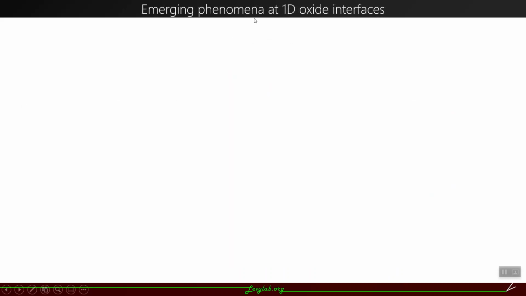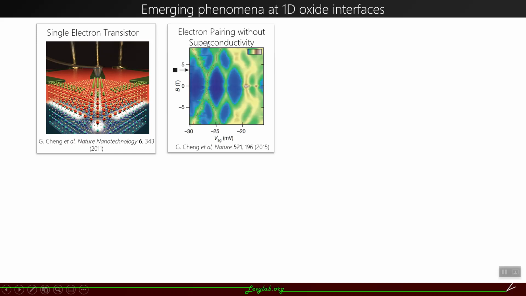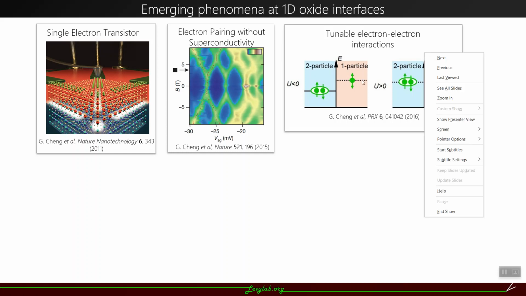With conductive AFM lithography, we're able to create 1D nanostructures. A lot of interesting phenomena have been shown in these 1D nanostructures. We can fabricate wire-based single electron transistors. In these single electron transistor devices, a new electronic phase has been discovered where electrons pair without forming superconductivity. We also found tunable electron-electron interactions.